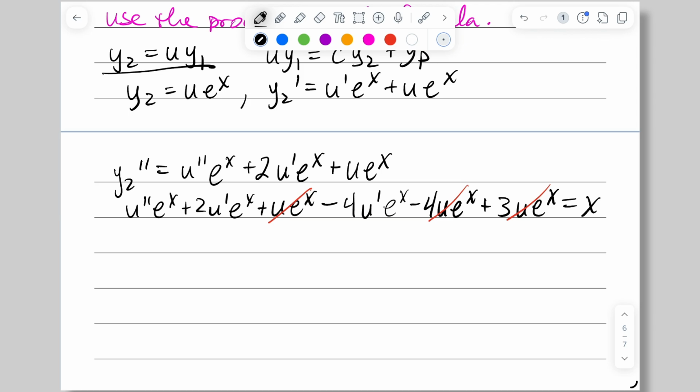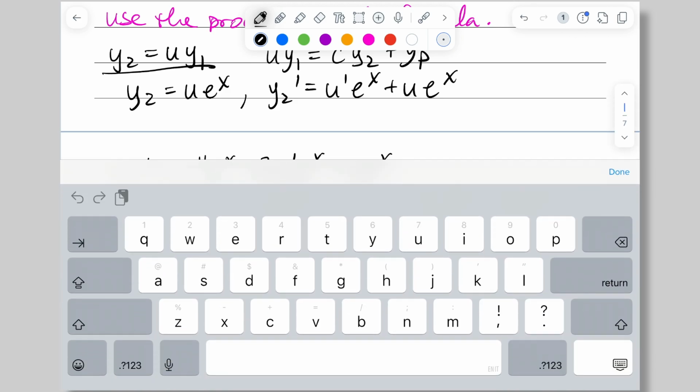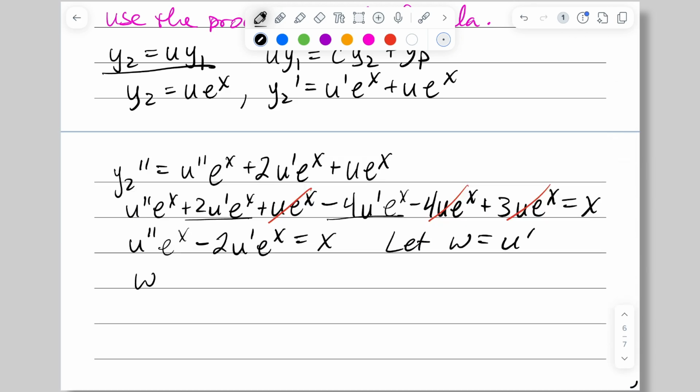And for what we have left, we're going to end up with u double prime e to the x plus, looks like we have 2u prime minus 4u prime. So actually minus 2u prime e to the x is equal to x. Using our substitution that w is equal to u prime, we get w prime e to the x minus 2w e to the x is equal to x. And if you look at that equation, it's not separable, but it is linear.